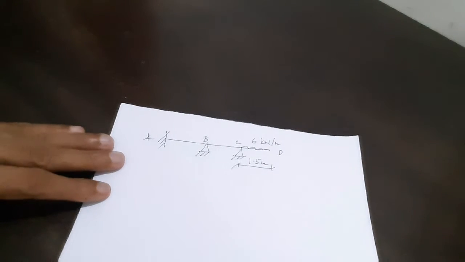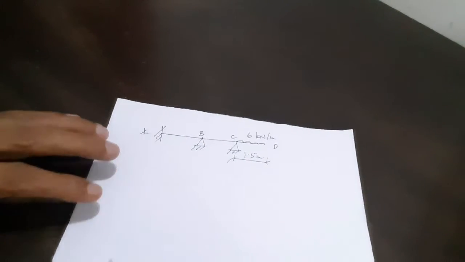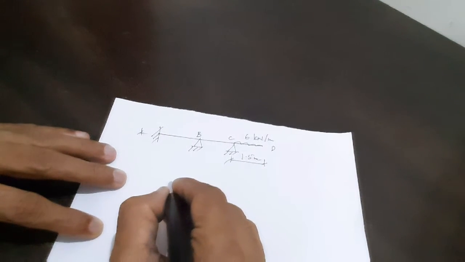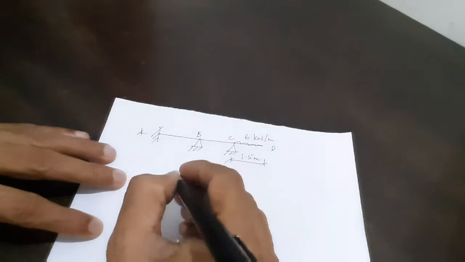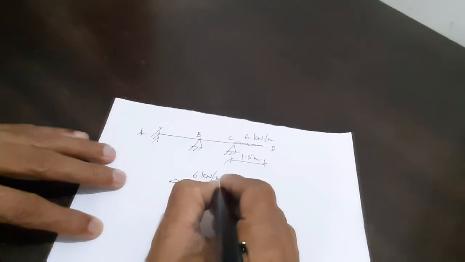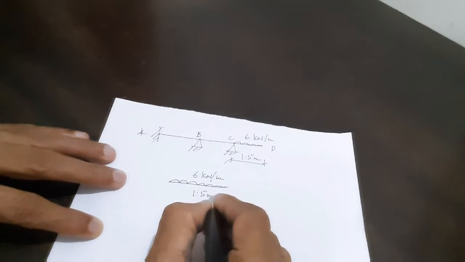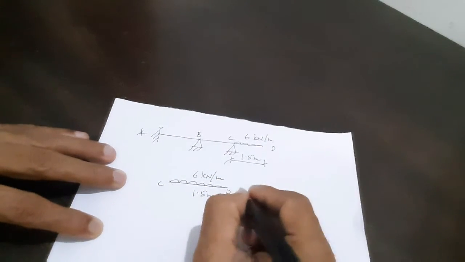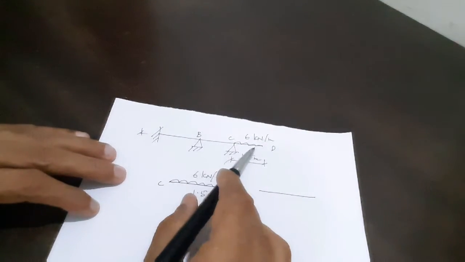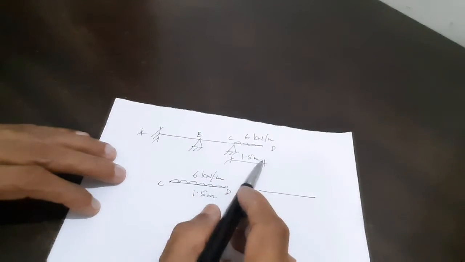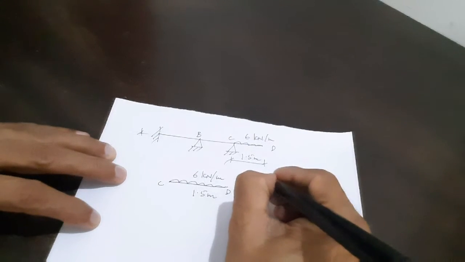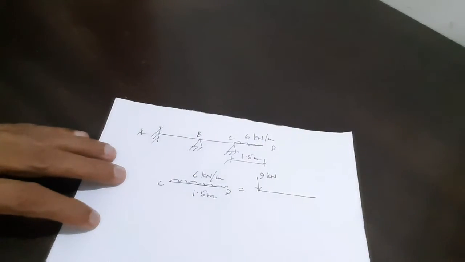I will let you know what is the advantage of converting the structure into an equivalent structure. So I am considering the portion CD. 6 kilonewton per meter for 1.5 meters. This is C, this is D, is equal to, now I have calculated the cantilever reactions. What is the total load? 6 into 1.5, 9 kilonewton load is acting downwards. So I am converting it into a 9 kilonewton load which is acting downwards.